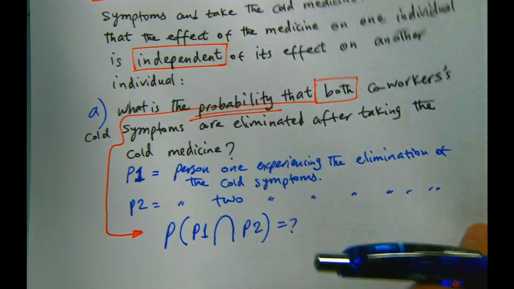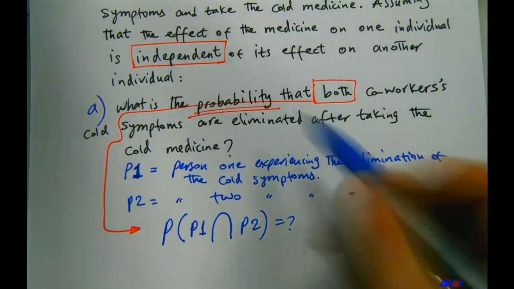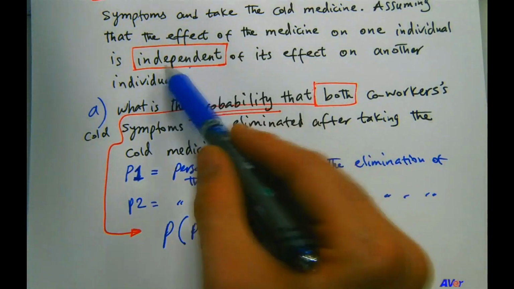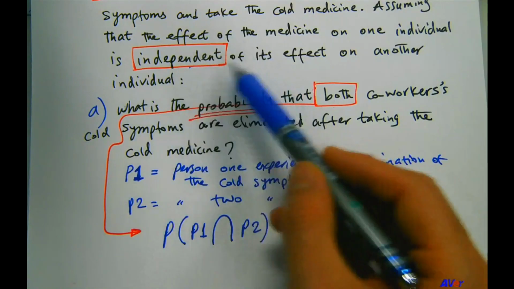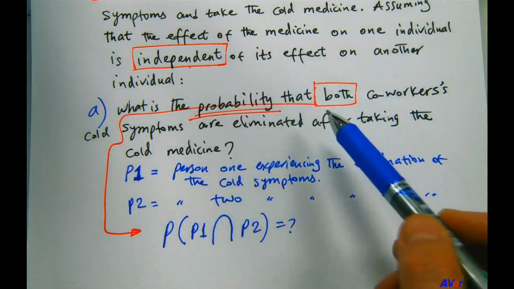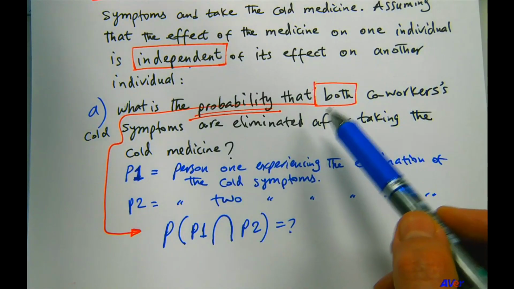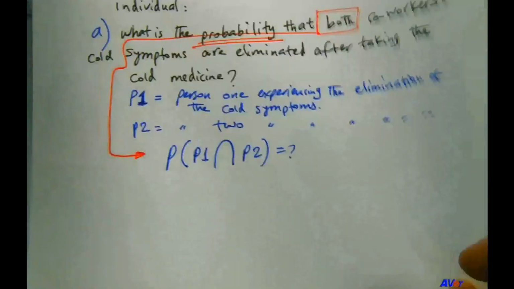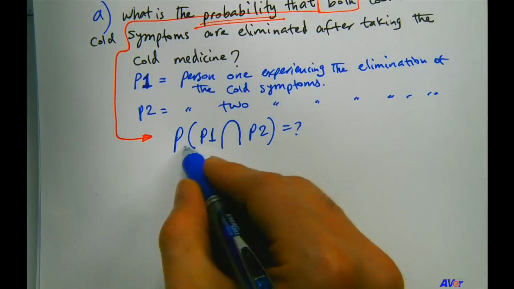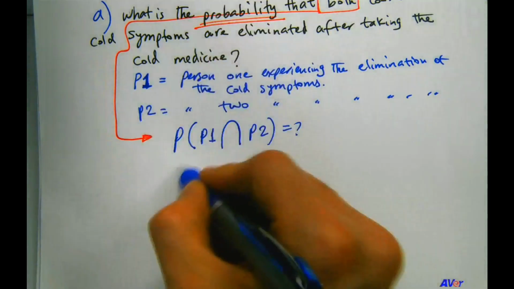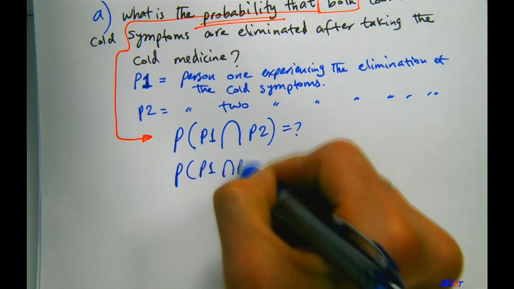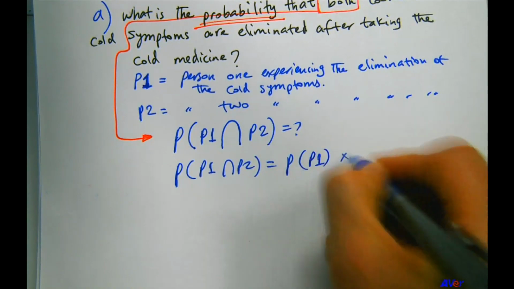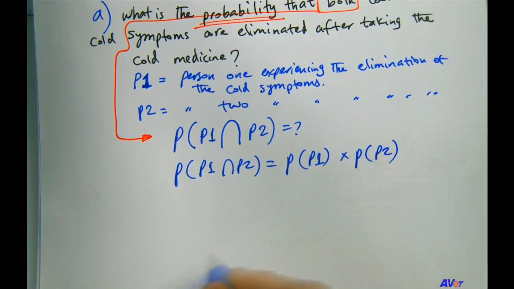So fortunately here we have a word that is an important clue about this problem, which is that the effect of the medicine on each individual is independent of its effect on the next person who takes the medicine, right? Because that is independent, we're dealing with independent events, therefore we can translate that symbolically and say that quantity can be written as probability of P1 times probability of P2.